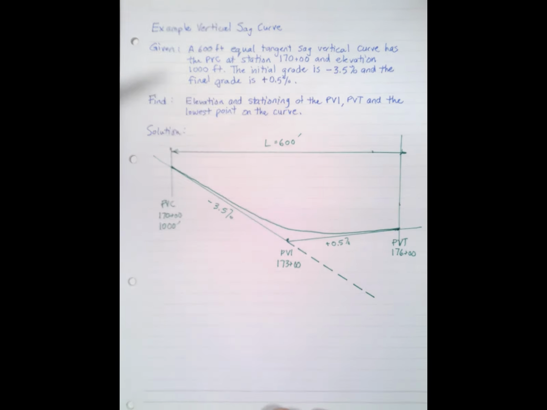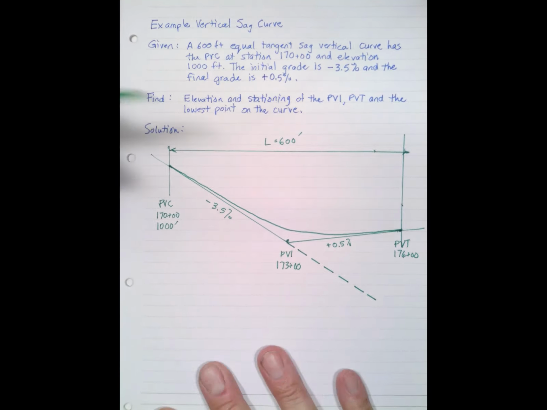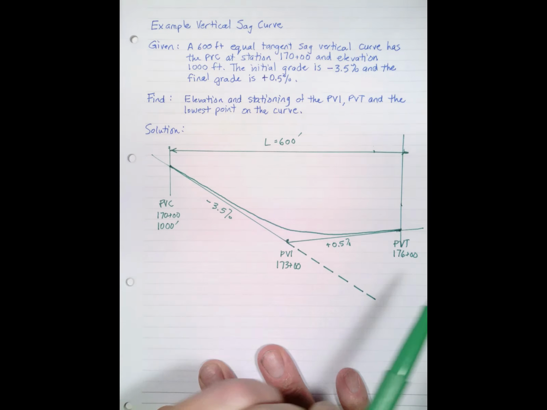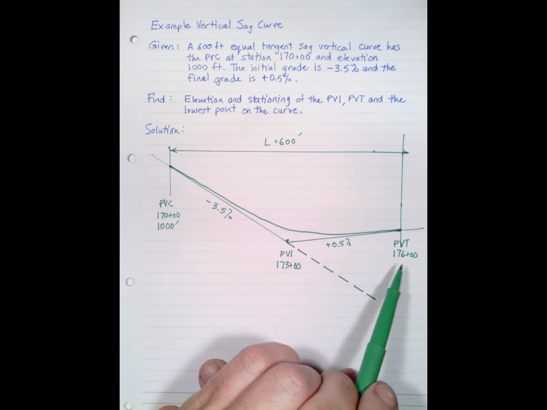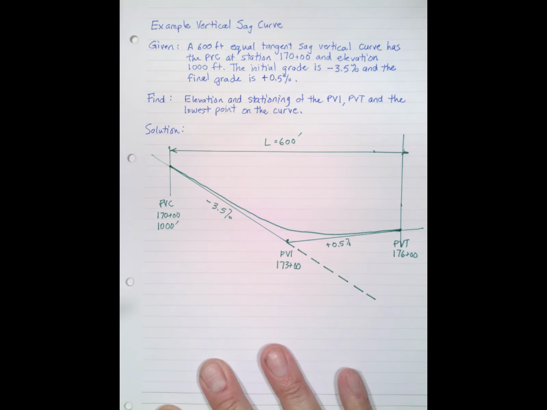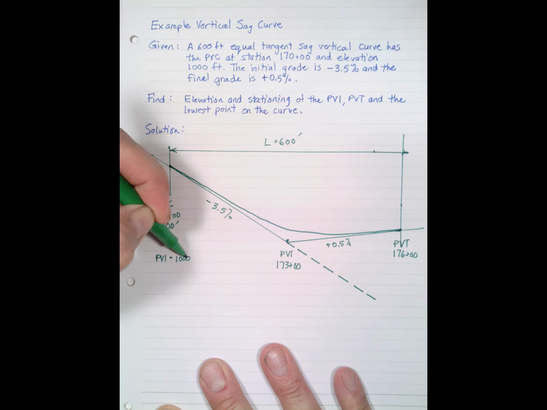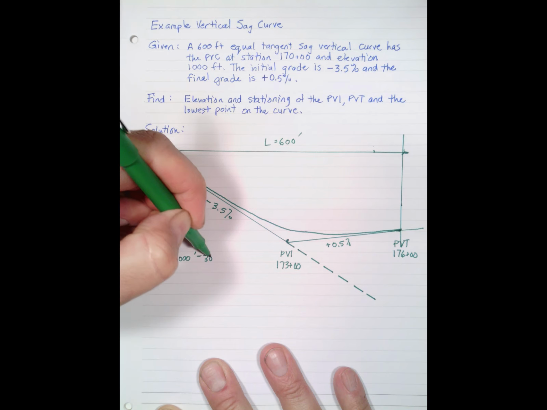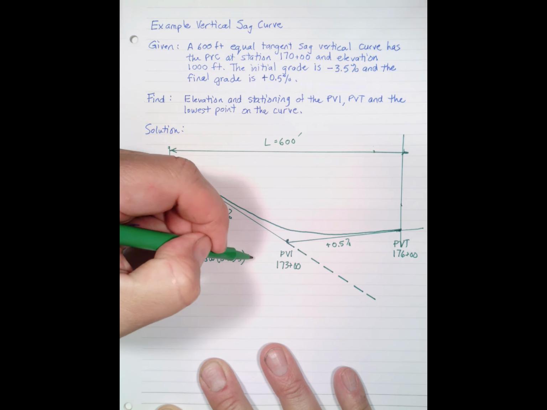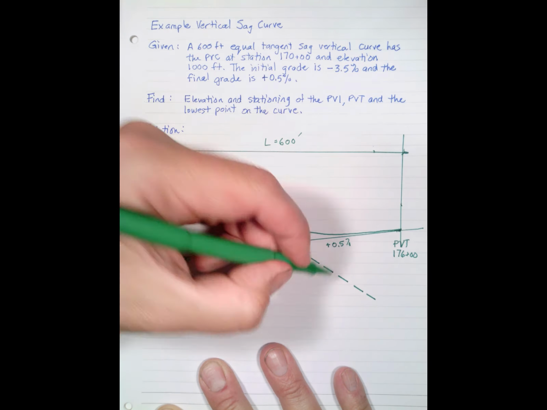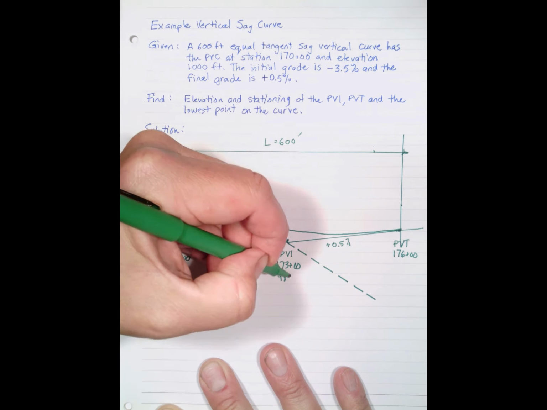In order to solve this, there are a couple things that we need to do. First, we can identify the elevations of the PVI and the PVT. You can see that I've already put the stationing in because each half of the curve is 300 feet. That's fairly straightforward. If we want to identify the elevation of the PVI, that's just 1,000 feet minus 300 times 0.035. I will just write that there. That's 989.5.